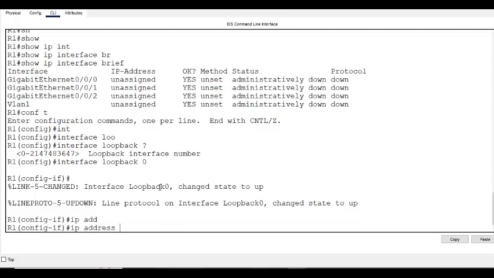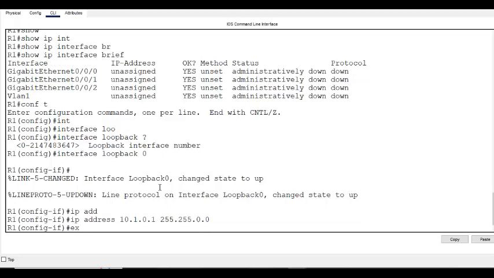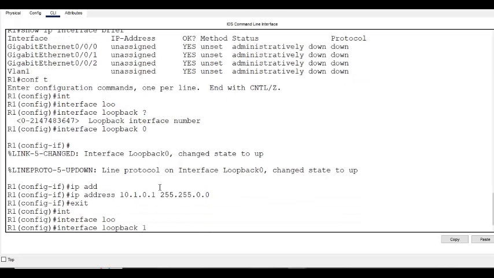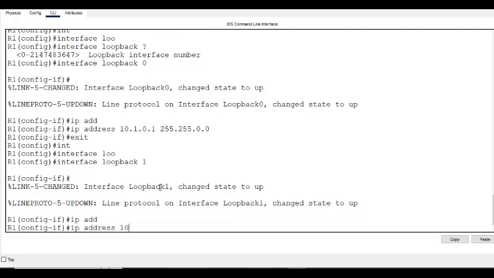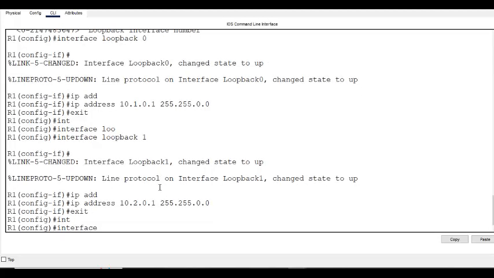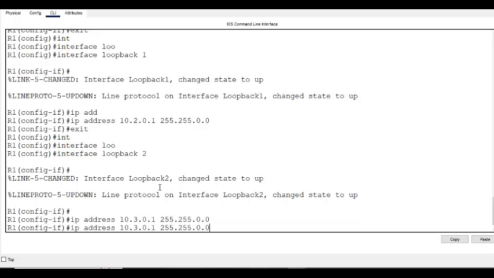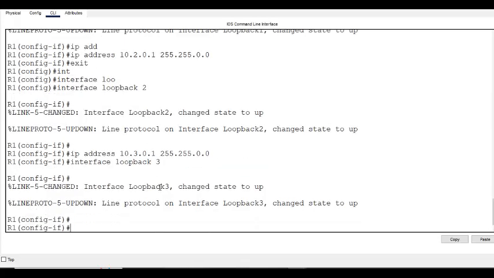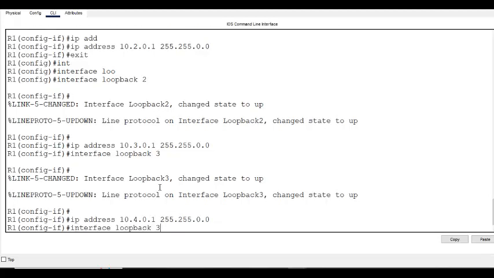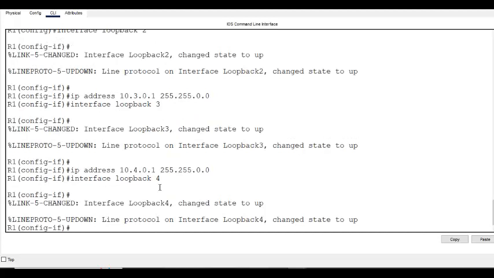Next, I'm going to create another loopback interface. So I'll use the up arrow and just change this number. Easy. You don't need to exit every time and come in. You can simply be here in loopback 3 and create loopback 4 and hit enter. You are inside loopback 4 now. You simply press up and make it 5.